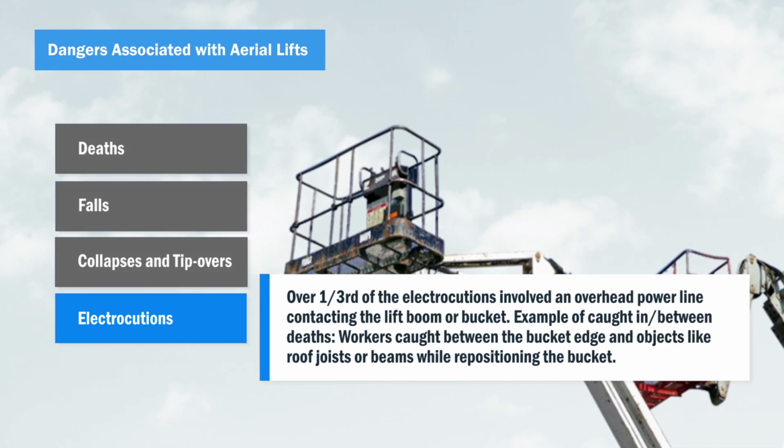Electrocutions. Over 1/3 of the electrocutions involved an overhead power line contacting the lift boom or bucket. Example of caught-in-between deaths: workers caught between the bucket edge and objects like roof joists or beams while repositioning the bucket.